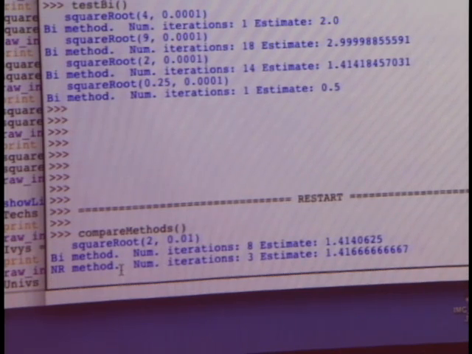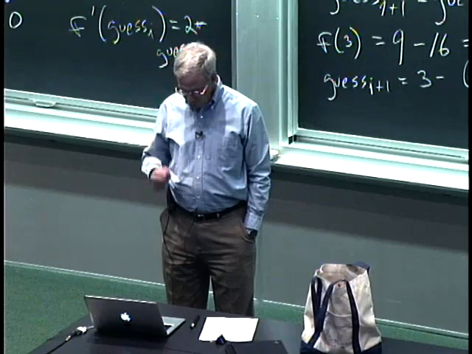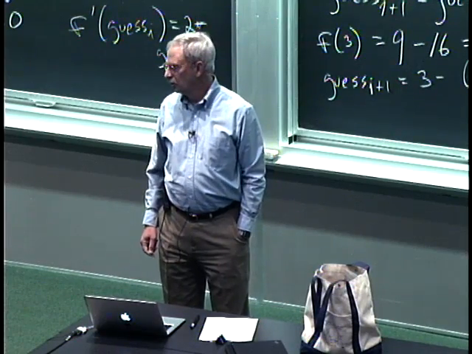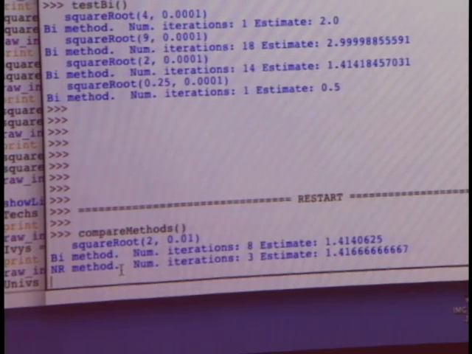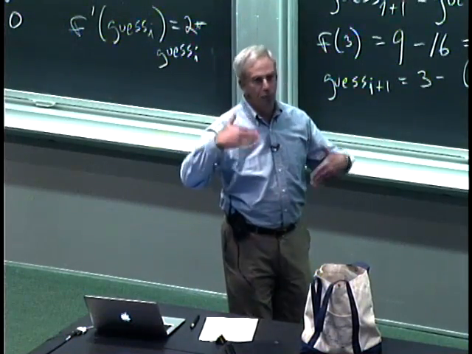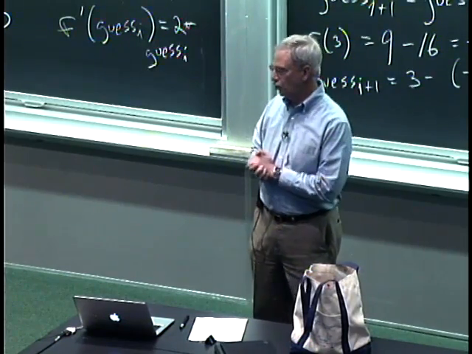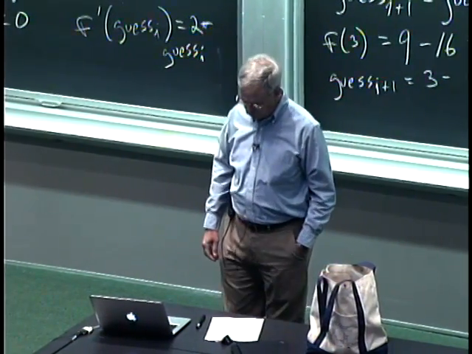And at least we'll notice for 2 that the bisection method took 8 iterations. The Newton-Raphson only took 3. So it was more efficient. They came up with slightly different answers, but both answers are within 0.01, which is what I gave it here for epsilon. So we're OK. So even though they have different answers, they both satisfy the same specification, so we have no problem.